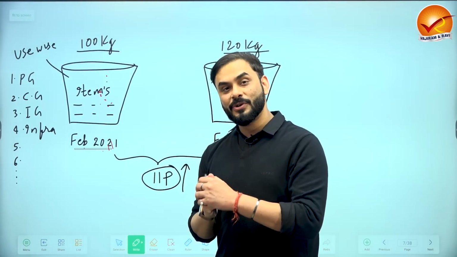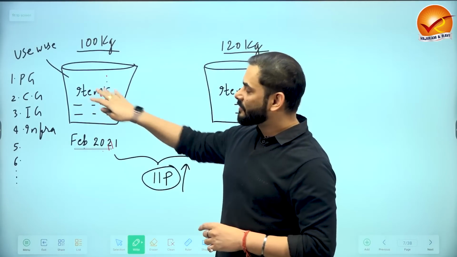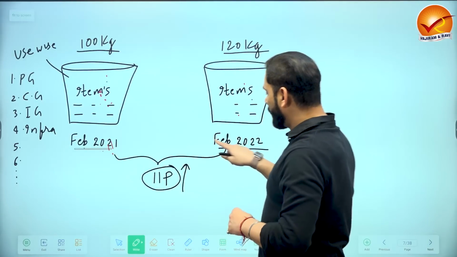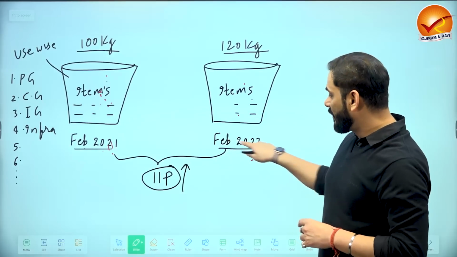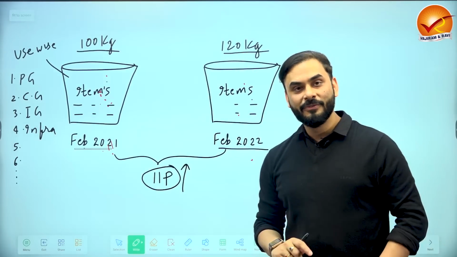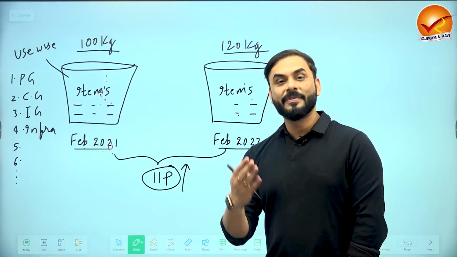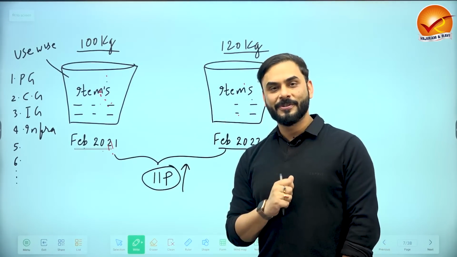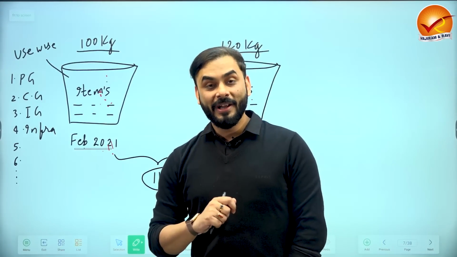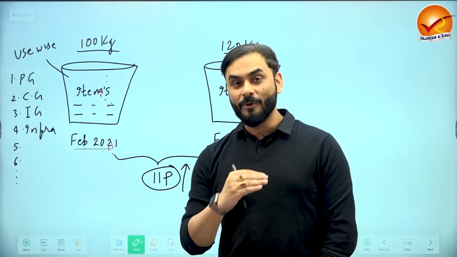How have you selected these goods? These goods have been selected not according to sector but according to use. Put them in the basket. Look at their production level in February 2021, for example. Then look at their production level in February 2022. If there is an increase, we will say index of industrial production has increased. If they don't increase, we will say index of industrial production has reduced. All right. So did you get an idea about how to use index of industrial production to find out if our industries are performing well or not?